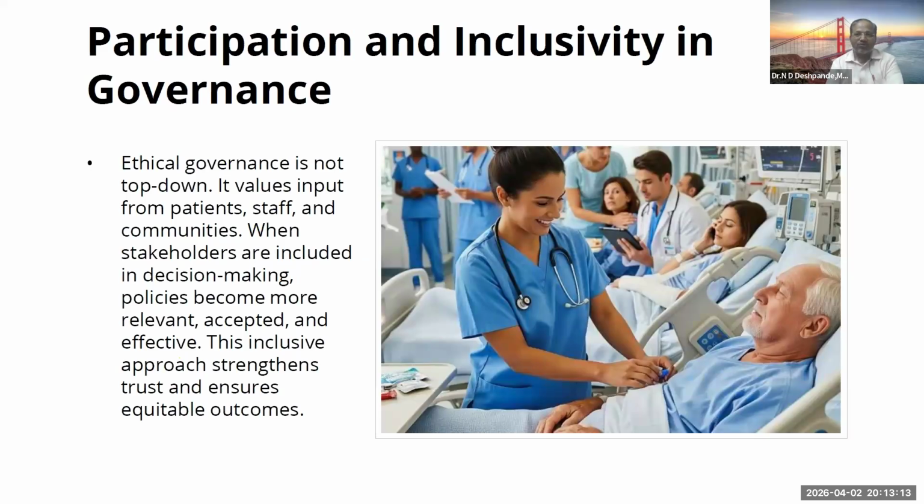Participation and inclusivity in governance. When you start some kind of campaigns in governance, ethical governance is not just from top to down. It has to percolate and be mature enough to be handled at all levels, including all the staff. It values input from the patients, from the staff members, and from the communities, and everyone's information is to be given thorough thought. When stakeholders are included in decision making, policies become more relevant, accepted, and effective. This inclusive approach strengthens trust and ensures equitable outcomes.